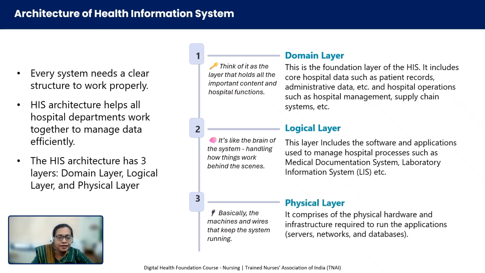And then the third layer, which is the physical layer. As the term suggests, it is a foundation, so it is made up of hardware and network. This is the invisible but yet essential backbone of the system, and this would include your servers, databases, computer networks. It also ensures that everything runs smoothly and securely behind the scenes. So these are the 3 layers of the HIS architecture.